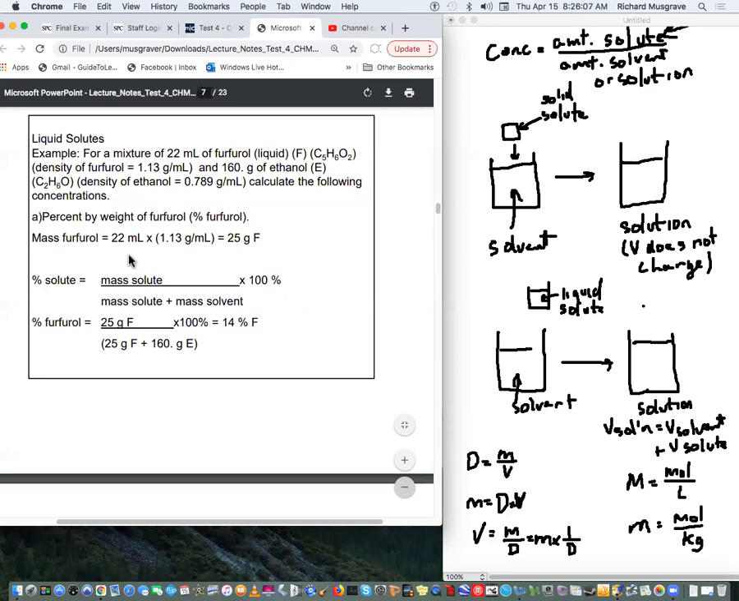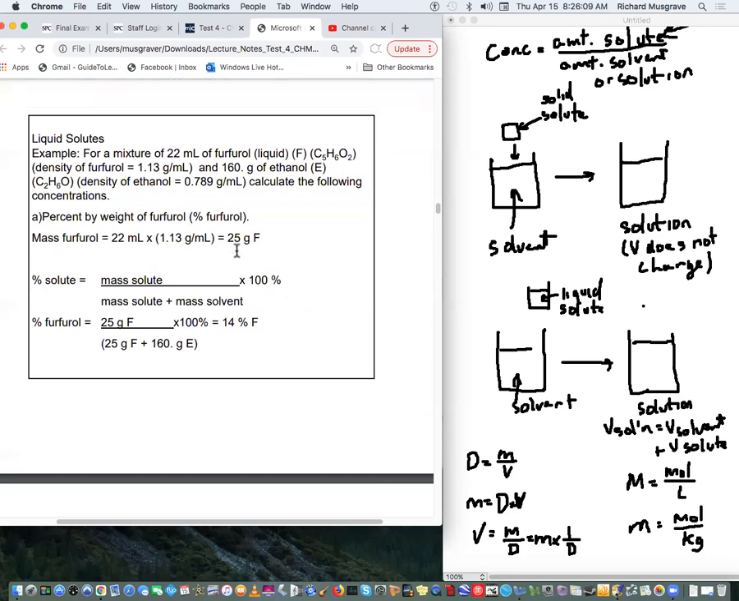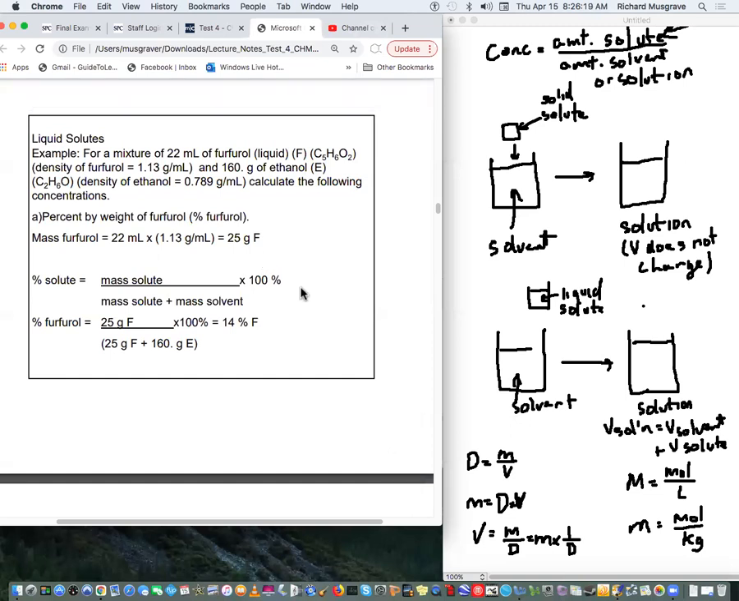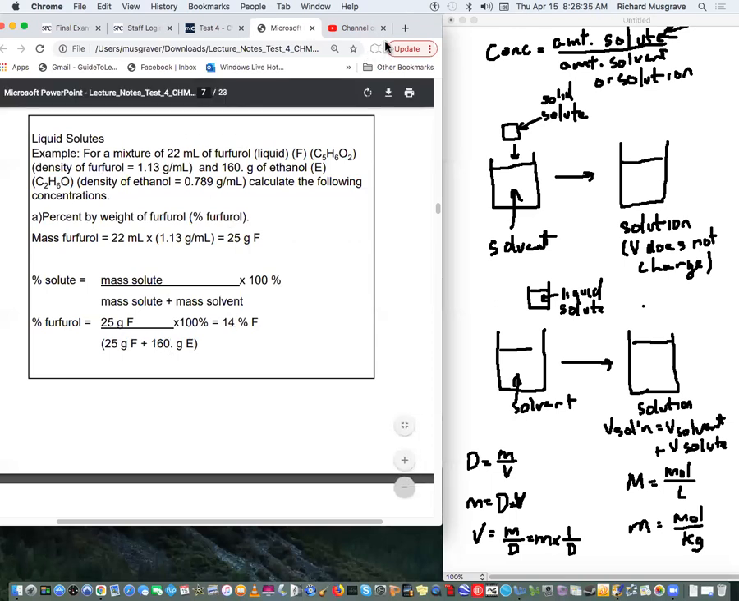Does anybody have any questions about how I'm getting that mass of furfural? Any questions? So to get the percentage of furfural then, we are given the mass of this solvent here. So it'd be 25 grams over 25 grams plus 160, which comes out to 14%.